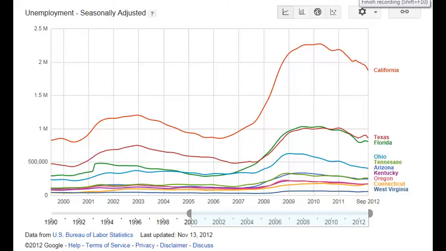This chart from Google shows the unemployment rates for the 10 states that I selected. As you will see, the states with the higher unemployment levels also have higher foreclosure rates.